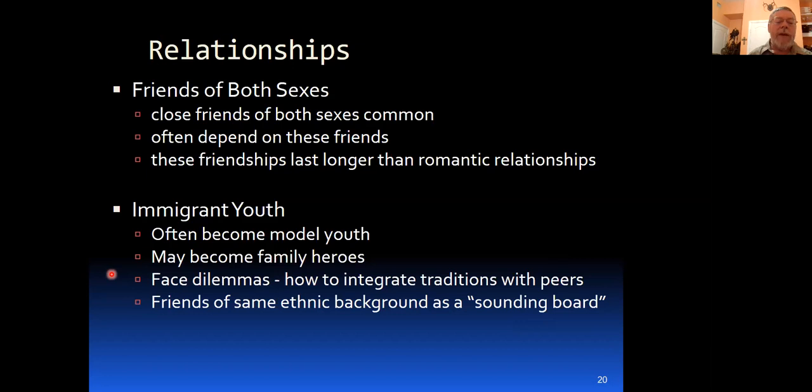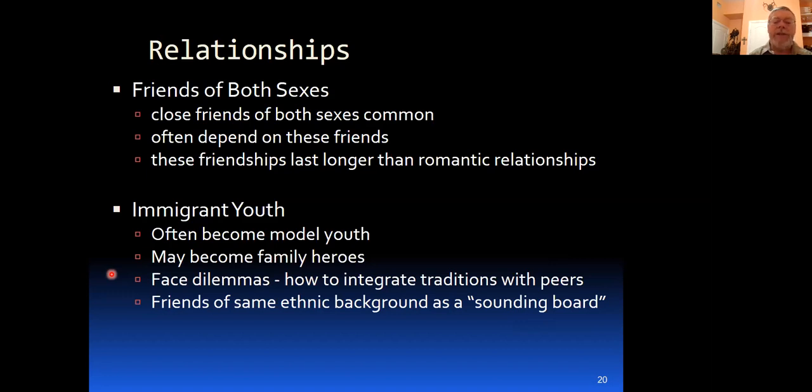So they often also may face some dilemmas, how to integrate the traditions of their cultures with what their peers are doing. As an example, maybe we have an adolescent from a cultural group where girls do not cut their hair, but all their friends are getting short haircuts. So what do you do? You want to fit in, but you've got that cultural norm. And so how do you deal with that conflict between those two things?